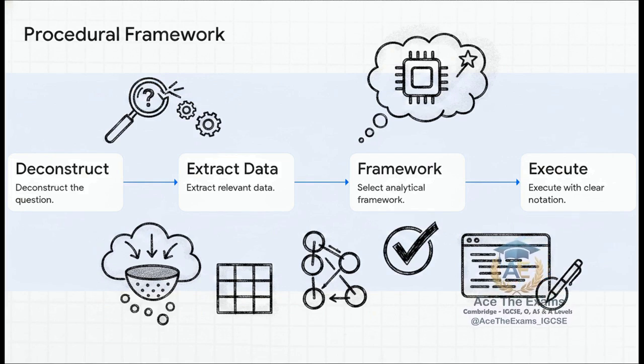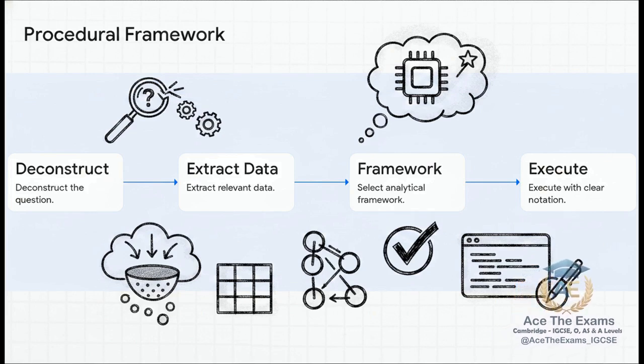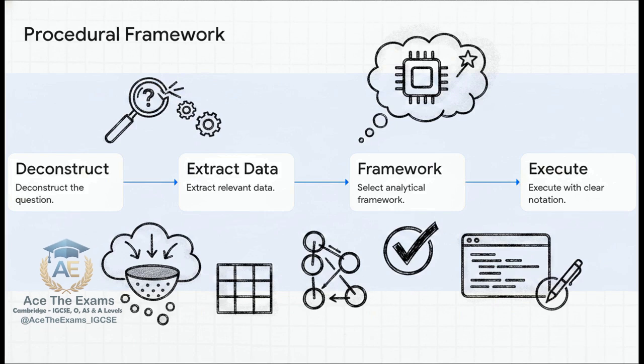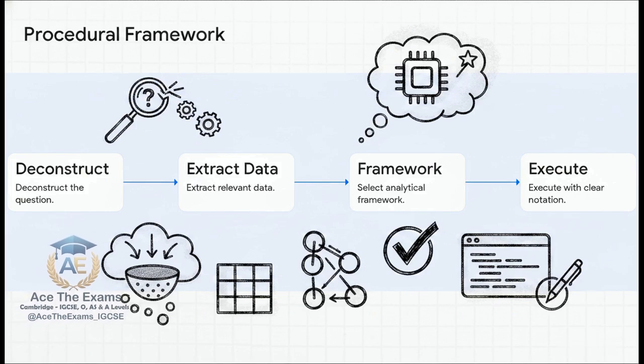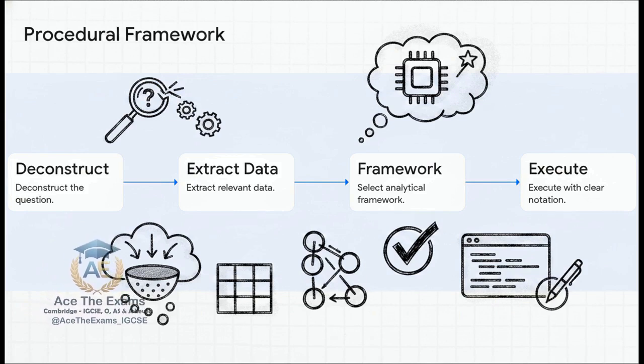Second, extract the relevant data. Pull the specific constraints, the data types, and the limitations right out of the scenario's text. Third, select your analytical framework. This is where you decide, right in the moment, if a linked list's dynamic memory allocation is better than a static array for this specific problem, usually because the data volume is completely unpredictable. And finally, step 4, execute with clear notation. Ensure you use the correct terminology before writing a single line of algorithmic code. You map it out first.